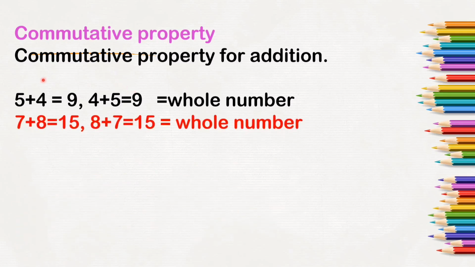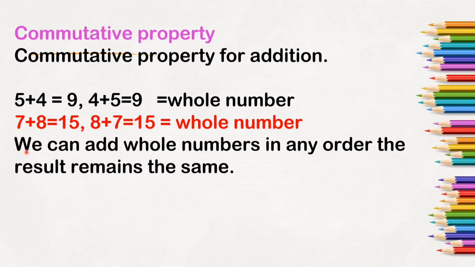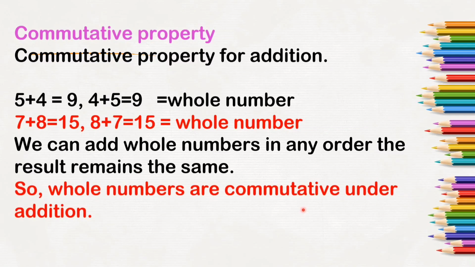Look at one more example. 7 plus 8, which is equal to 15. Also, if you interchange the numbers as 8 plus 7, the result is 15. So, however you interchange or rearrange the numbers and add, the answer will be the same. So, we can say we can add whole numbers in any order, the result remains the same. So, whole numbers are commutative under addition.